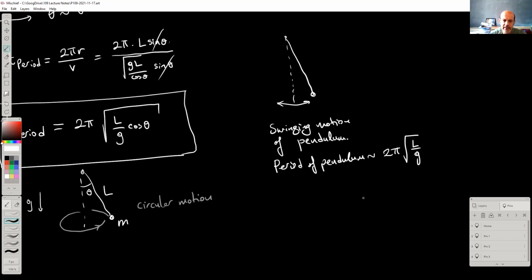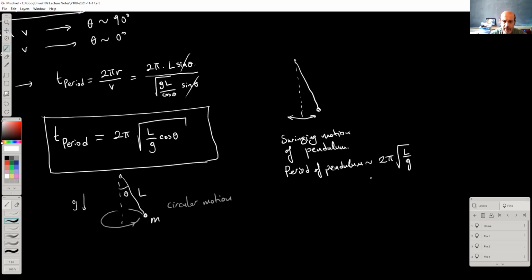So the question is, these are quite similar to each other. Is this a coincidence? Especially if theta is close to 0. When we look at the swinging motion of the pendulum, we basically look at these maximum angles to be close to 0, right? Only in that case is the period equal to that. So in that limit, cosine theta is equal to 1, so we basically get the same thing.